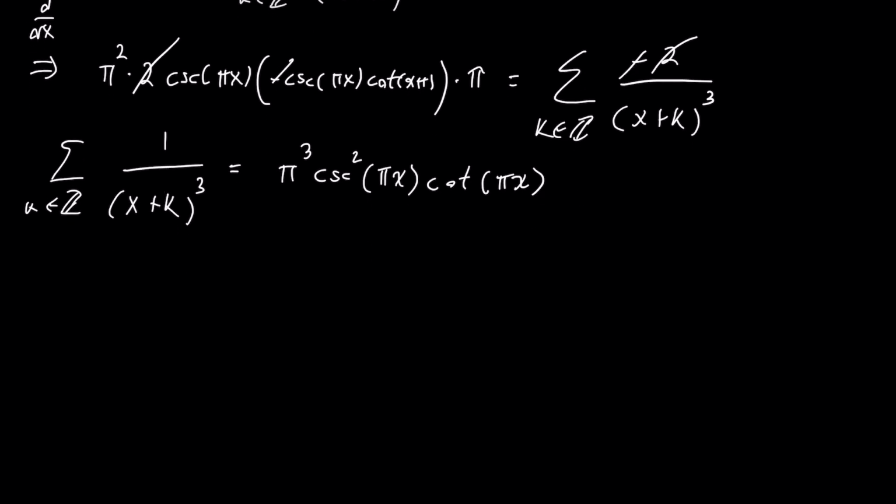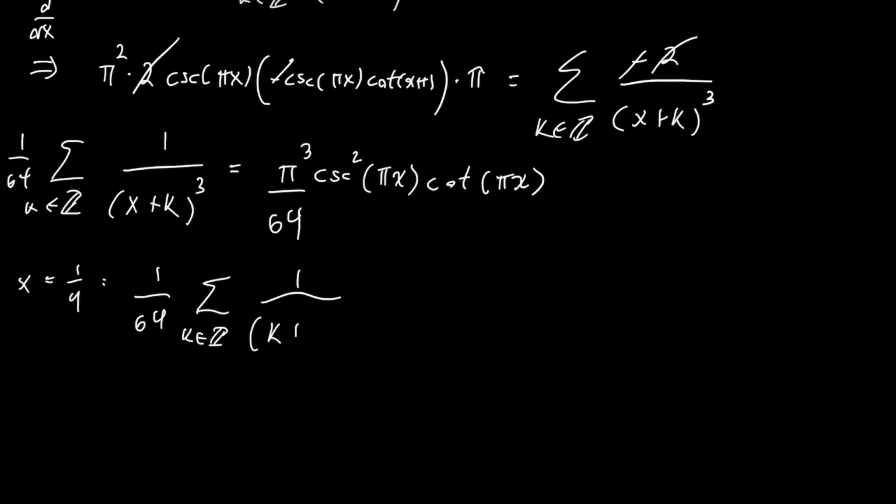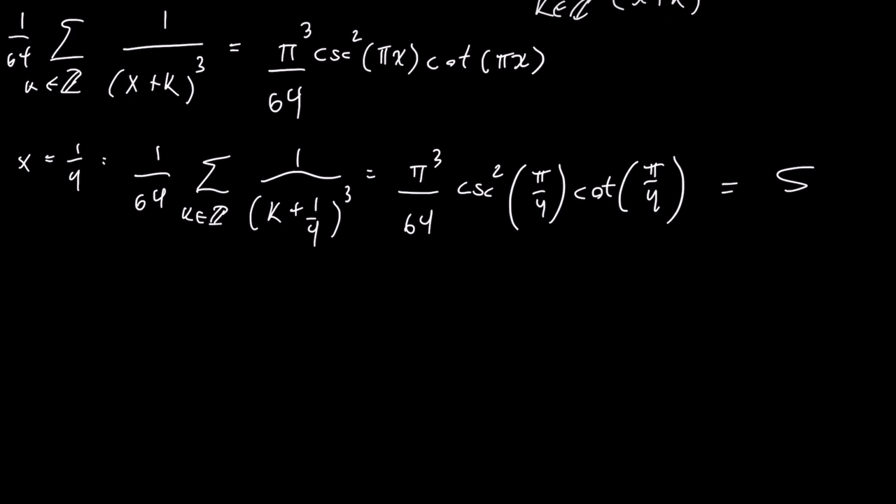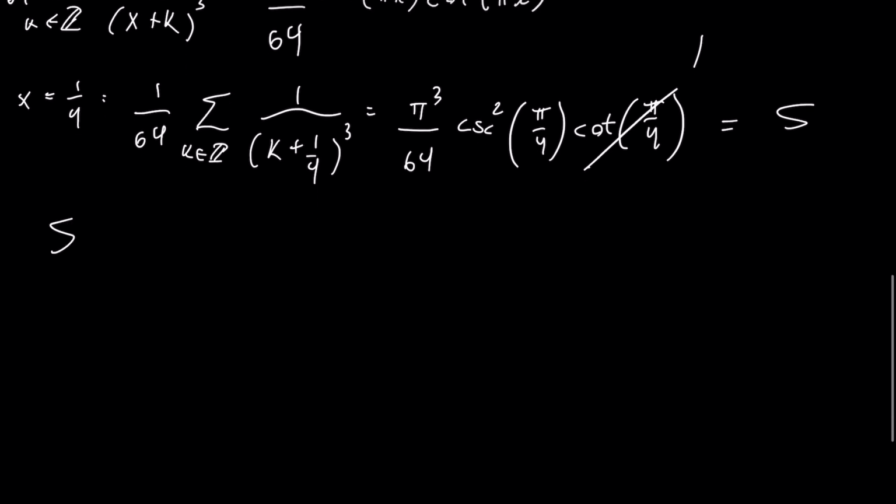And now from here, we'll multiply both sides by a factor of 1 over 64. So we have 1 over 64 and a 1 over 64. And now we're just going to let x equal 1/4. So letting x equal 1/4, we have 1 over 64, the sum over all integers k of 1 over (k plus a fourth) cubed is equal to pi cubed over 64 cosecant squared of pi over 4 times the cotangent of pi over 4. But this is exactly the sum we're looking for. Cotangent of pi over 4 is 1. So we have the sum is pi cubed over 64.